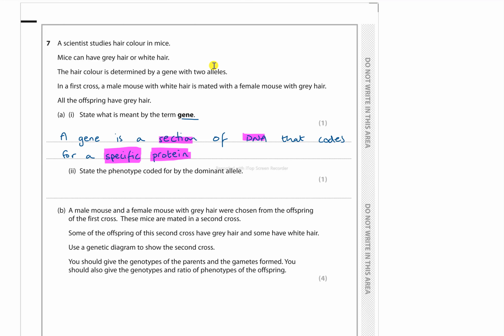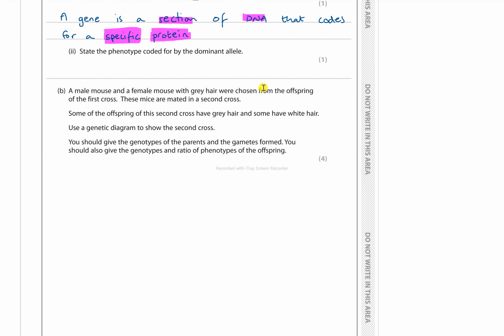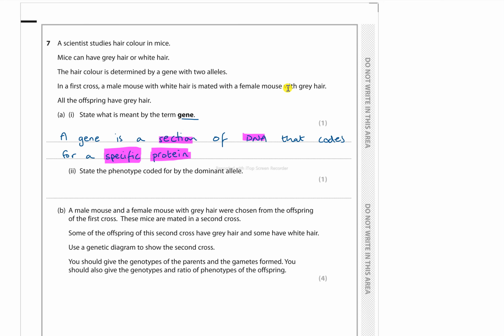State the phenotype coded by the dominant allele. What they're saying is you've got a male mouse with white hair, female mouse with grey hair, and all the offspring have grey hair. So the dominant allele must be grey. That makes sense, yeah?